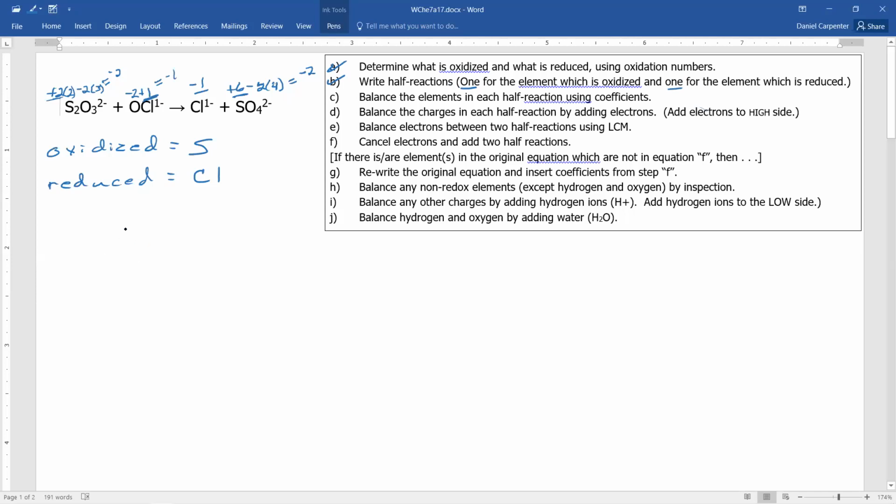So, symbol, S, subscript is right there, 2. Oxidation number is right there, +2. All right, now the right side of the arrow, symbol is S still. Subscript is an understood 1, and the oxidation number is +6.